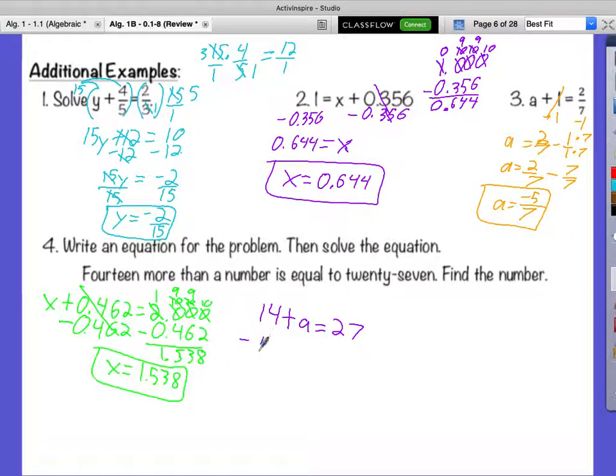Okay, very good. Subtract by 14. Is it 13? A would in fact be 13. Okay. Good work. Remember 2 minus 1 is 1. 7 minus 4 is 3. We don't have to borrow. Okay. Good stuff. Let's go down to number 5 at the bottom of this page.